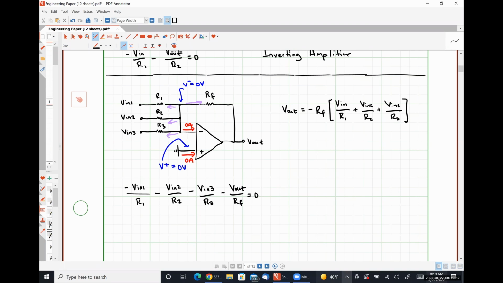So VN1 is being scaled by a factor of RF over R1. VN2 is being scaled by a factor of RF over R2. VN3 by a factor of RF over R3, etc. So what we call this is a weighted inverting summer because each individual input signal is being weighted by a different scaling factor, and it's a summer because we are adding all of the signals together.